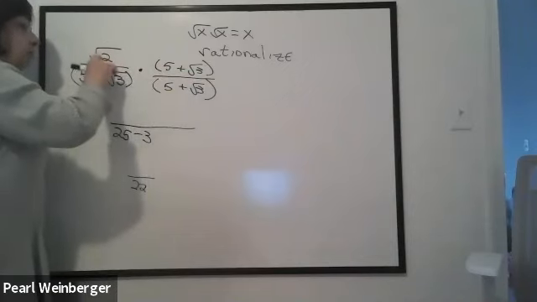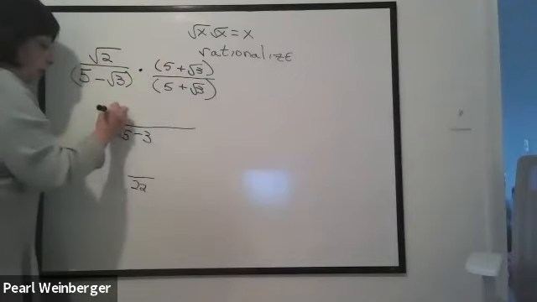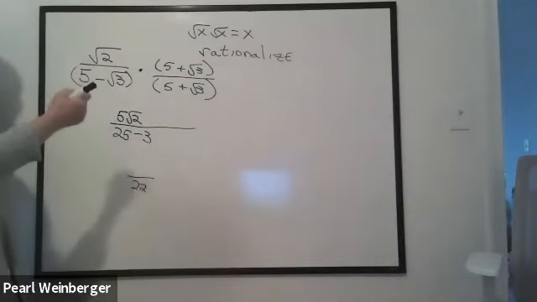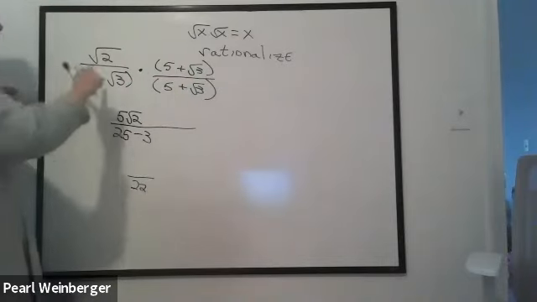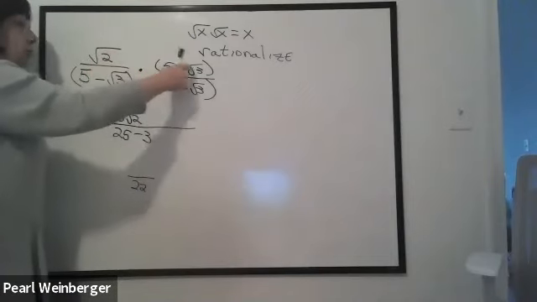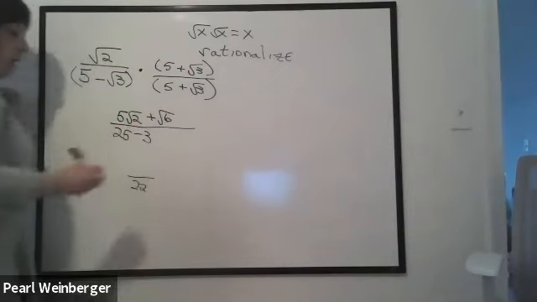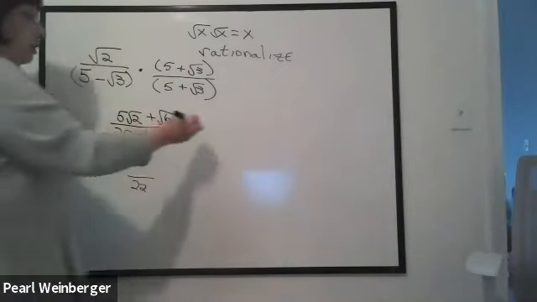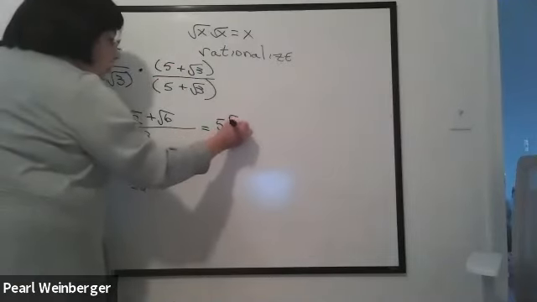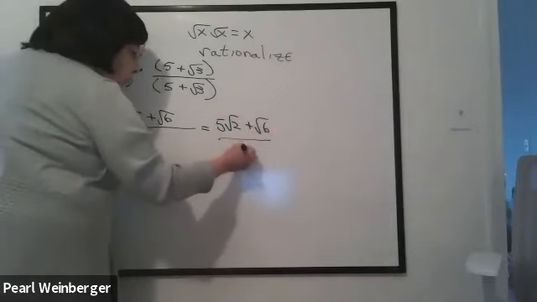So first I multiply radical 2 times 5, which gives me 5 radical 2. Remember, I told you put the whole number first and the radical second. And then radical 2 times radical 3, since these are both inside radicals, I multiply them together. And my final answer then comes out to be 5 radical 2 plus radical 6 all over 22.